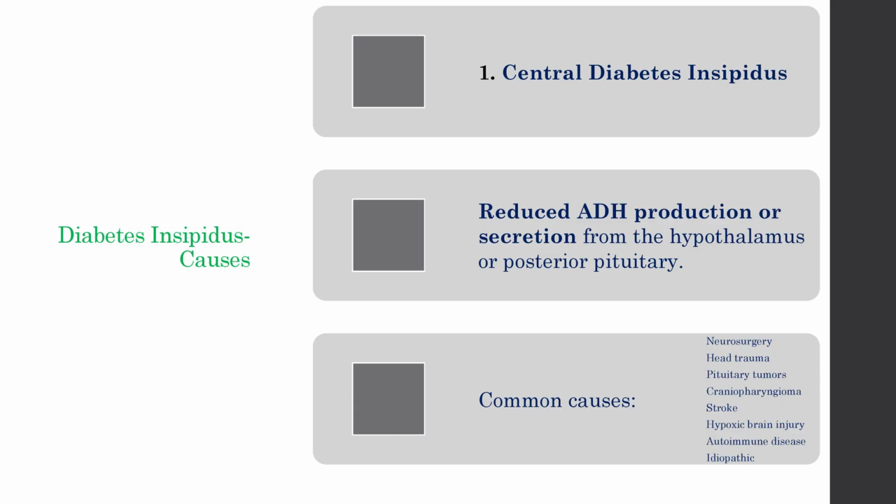There are 4 major forms. Number 1. Central diabetes insipidus. This occurs because of reduced ADH production or secretion from the hypothalamus or posterior pituitary. Common causes include neurosurgery, head trauma, pituitary tumors, craniopharyngioma, stroke, hypoxic brain injury, autoimmune disease, and idiopathic cases.